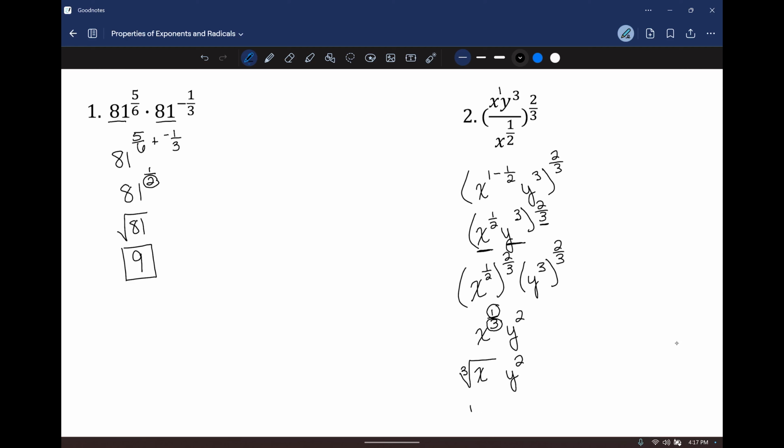Now this is kind of backwards. We like to list our root at the back. So y squared times the cube root of x.